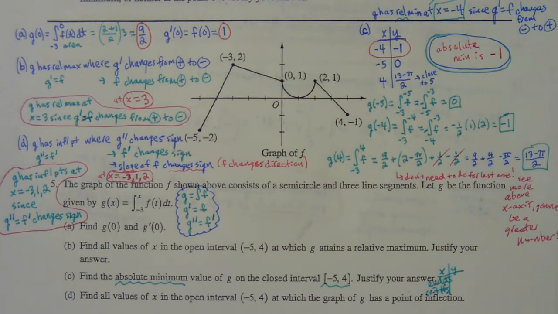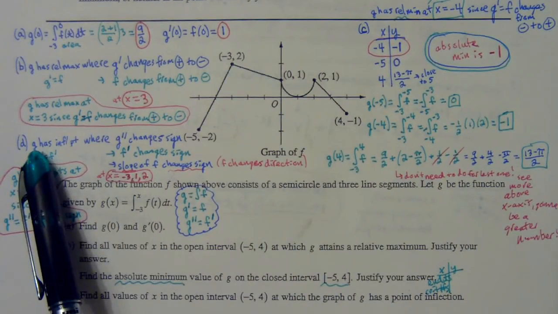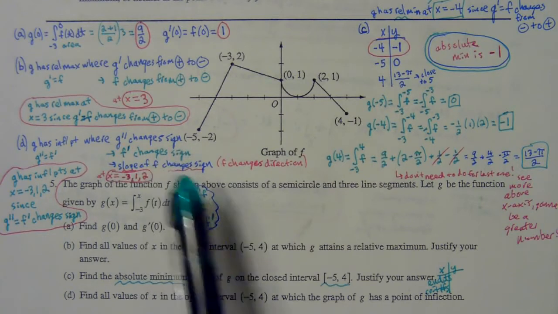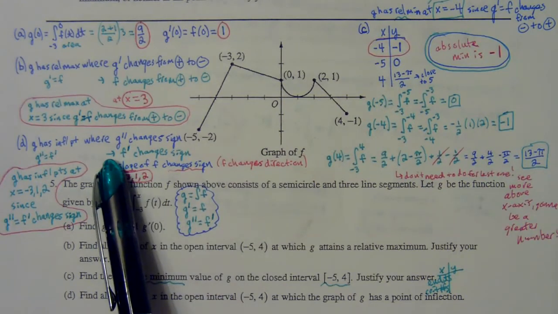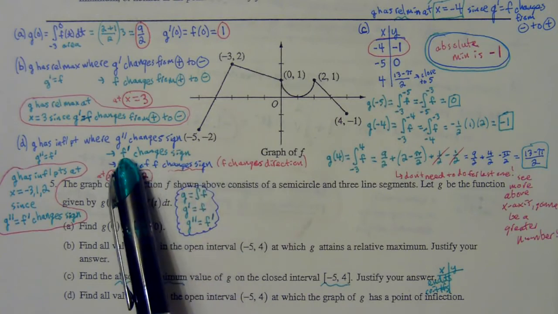All right, letter D, right? We'll come back to C in a second there. Letter D says, find the point where G has a point of inflection. So I jot down for myself, I talk myself into getting these right. I jot down G has an inflection point where G double prime changes sign. And then since G double prime is equal to F prime, that's the same thing as me saying where does F prime change sign.